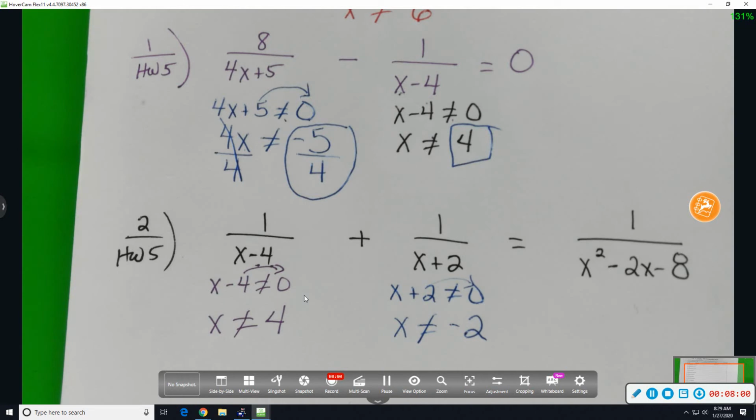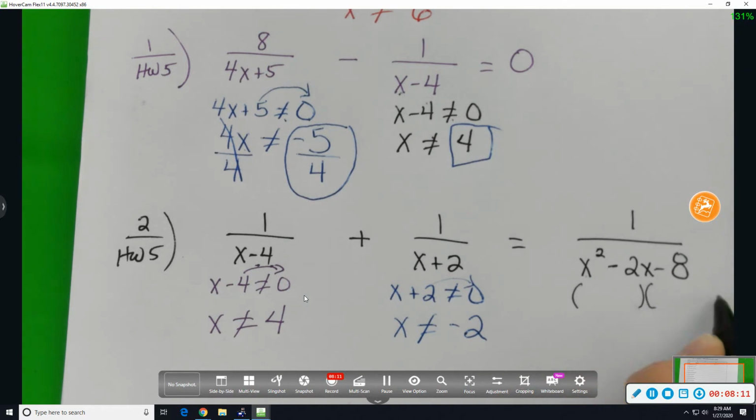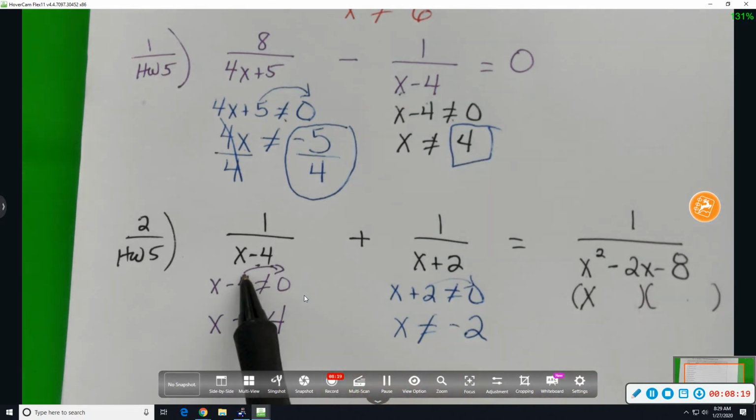Well, what makes this one harder than these two? Well, the fact that there's that x squared. So if I do this, will that give you a hint on what you could do to make it easier? Factor this bottom. And we already have the factors written there. And they're right here, yeah.